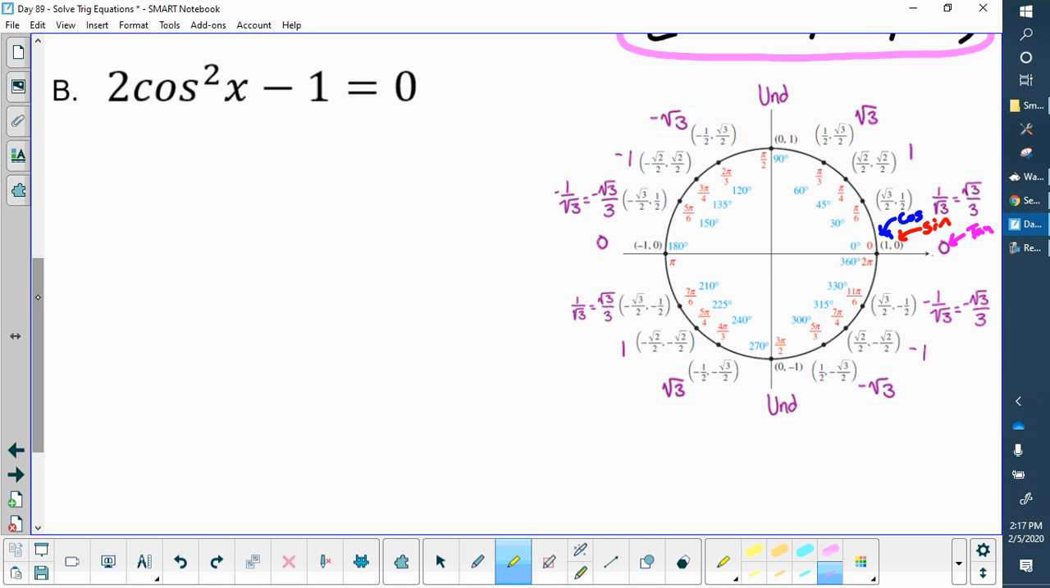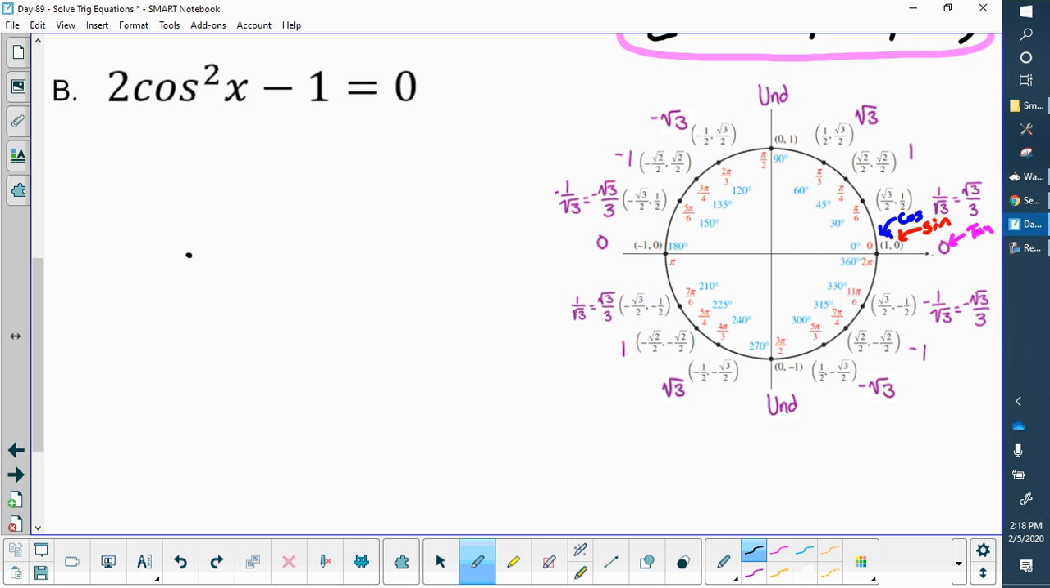All right, right out of the chutes, it looks like it might factor. This looks like the difference of 2 squares, but what messes it up? The 2. So this is not one that's factorable, so I'm going to solve it like an equation. It is one I can take a square root of.